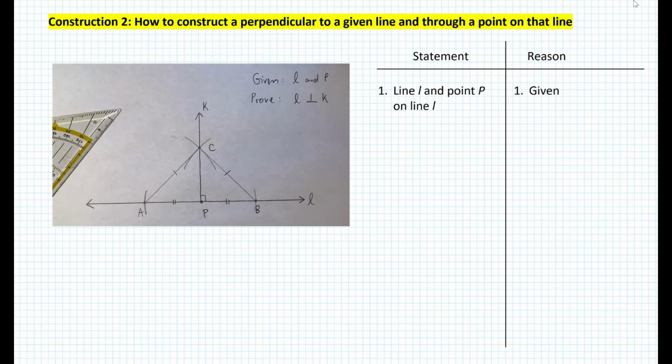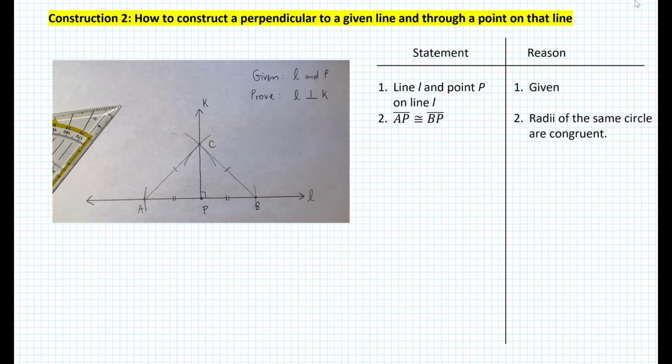So let's think about this. What is the first thing that we did? Well, we constructed arcs such that they intersect at points A and B as shown in the figure here. And we can actually say that segments AP and BP must be congruent because radii of the same circle are congruent. So let's write that into the statement reason table now.